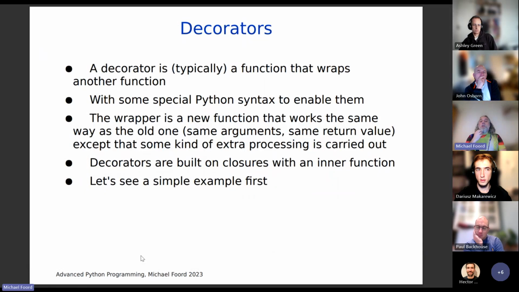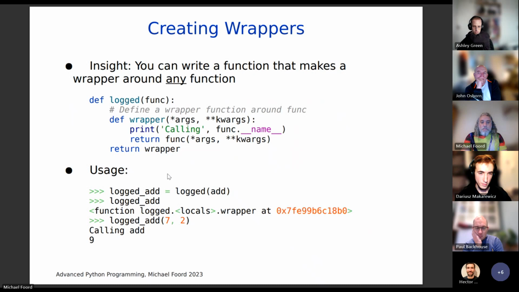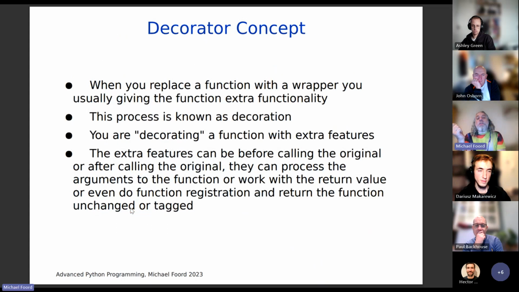Decorators are typically built on closures with an inner function, although interestingly, we have some built-in decorators in Python that are not functions. So here's the logged add example. Here's the wrapped example. And this is where we replace the original one with our wrapped version. So other code, anyone who imports add or uses add, will now get the logged version. And that's what a decorator is. When you replace a function with a wrapped function, you're adding in extra functionality.